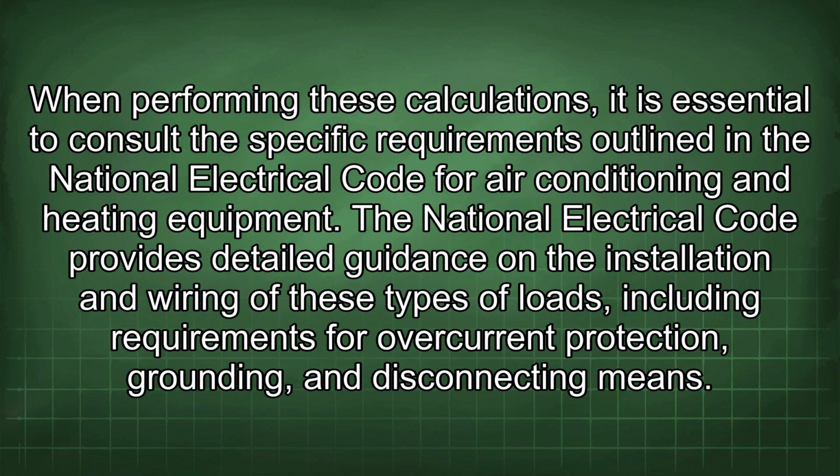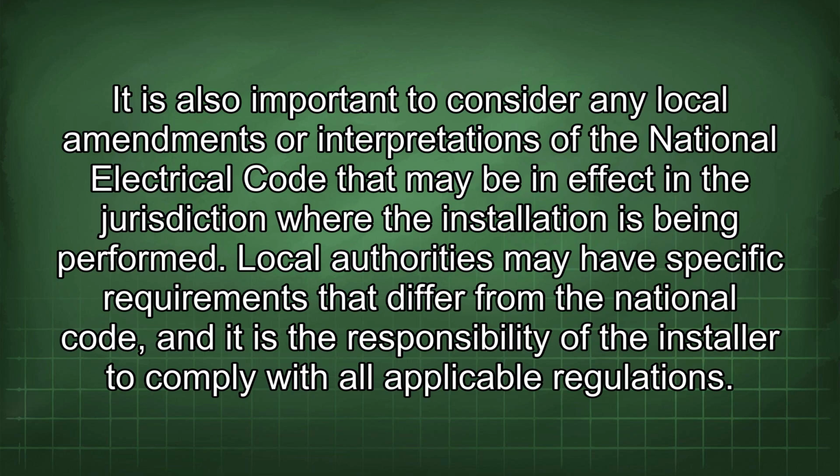When performing these calculations, it is essential to consult the specific requirements outlined in the National Electrical Code for air conditioning and heating equipment. The National Electrical Code provides detailed guidance on the installation and wiring of these types of loads, including requirements for overcurrent protection, grounding, and disconnecting means. It is also important to consider any local amendments or interpretations of the National Electrical Code that may be in effect in the jurisdiction where the installation is being performed. Local authorities may have specific requirements that differ from the National Code, and it is the responsibility of the installer to comply with all applicable regulations.